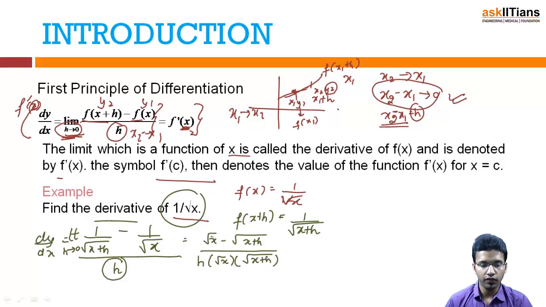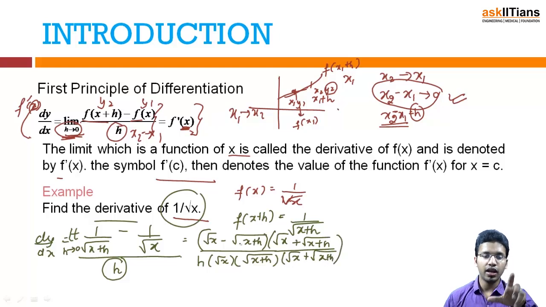Now we need to simplify it. The best solution I am looking at is if I can rationalize this numerator. So what I'll basically get is root x plus h here over root x plus.